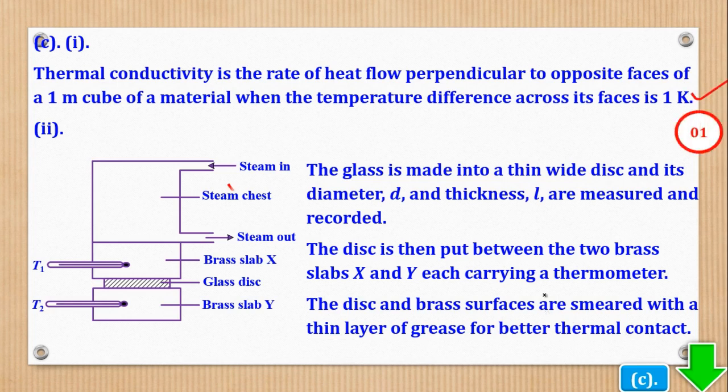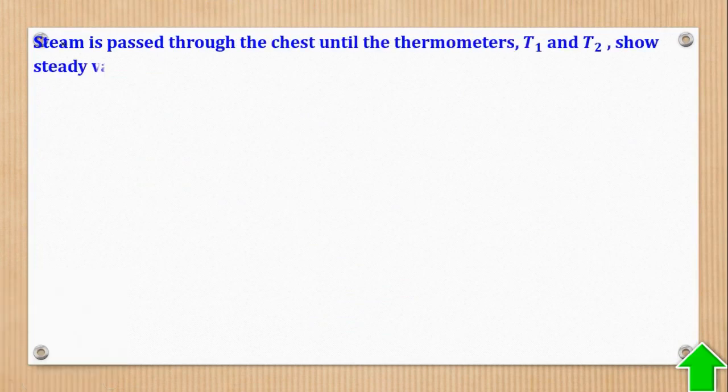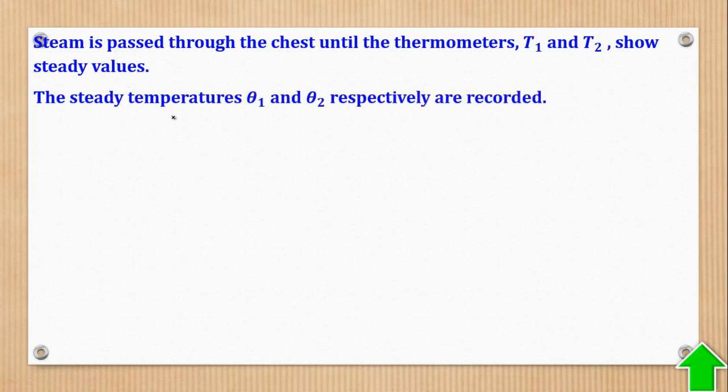So before we go to the next slide, let's see the marks for this slide. Steam is passed through the steam chest until the thermometers T1 and T2 show steady values. So that word "steady values" is needed. Then the steady temperatures theta 1 and theta 2 respectively are recorded. Theta 1 is from thermometer T1 and theta 2 is from thermometer T2.